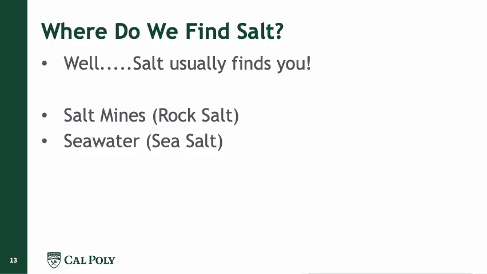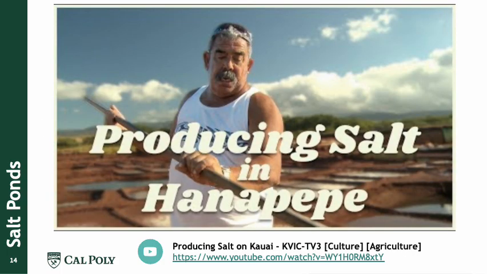So where do we find salt? Well, salt is in a lot of places, but the main sources are salt mines and sea water. We call these rock salt and sea salt. I'm also going to post these videos on Canvas. This is the production of sea salt in Hawaii, and I would like you to watch these videos. We call them salt ponds. The other video.